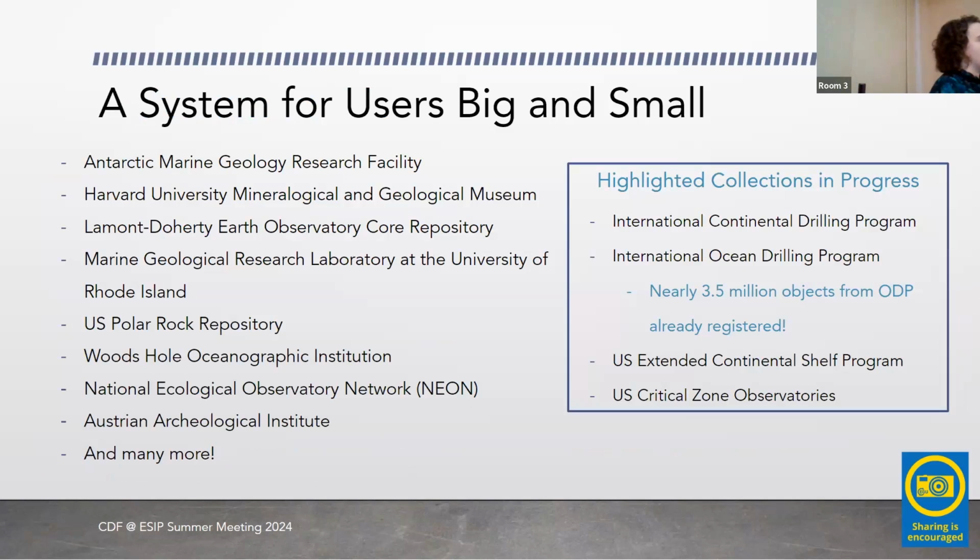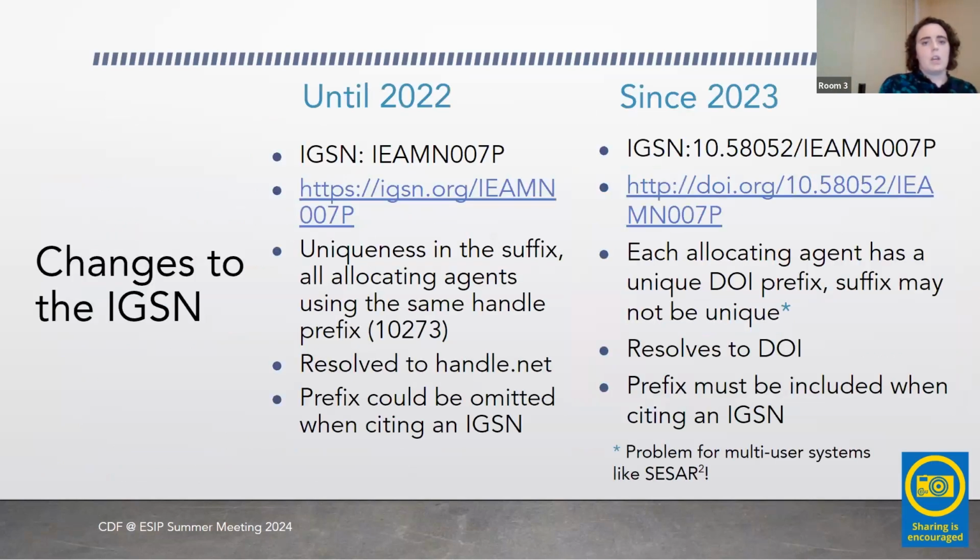Again, we are a system for users big and small, and so on the screen here, we're showing some of the managed collections globally that we have, and we're also highlighting some collections that are in progress. So these are collections that are coming online and increasingly adopting IGSNs through CSAR. And so today we're here to talk a little bit more specifically about the recent changes to the IGSN with the shift to DataCite DOIs.